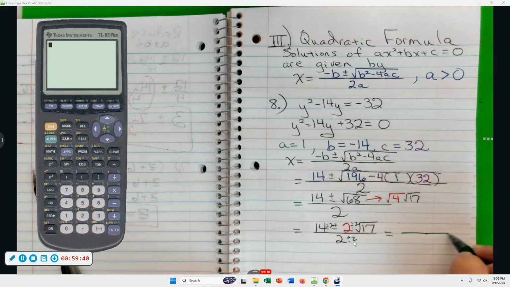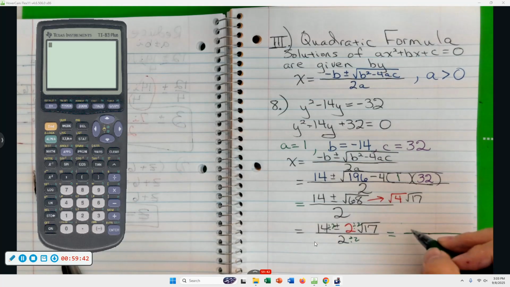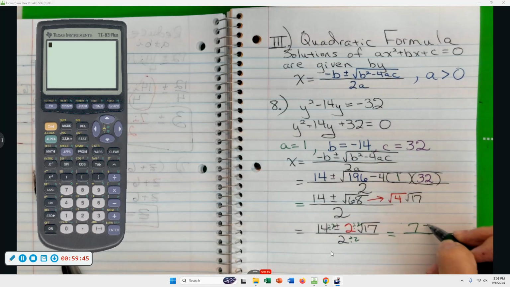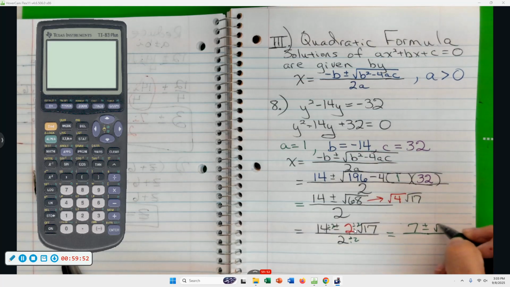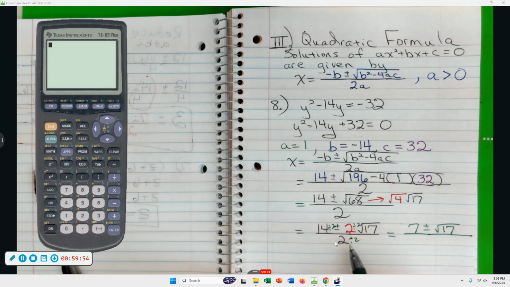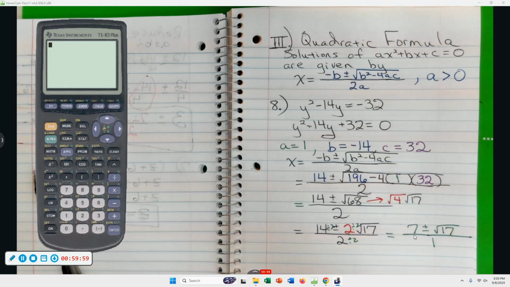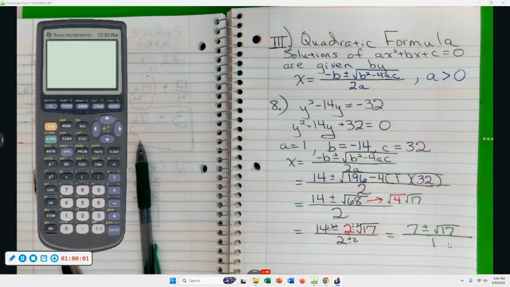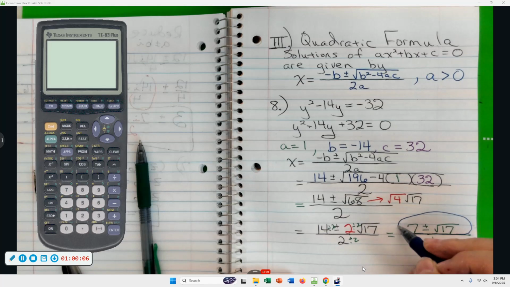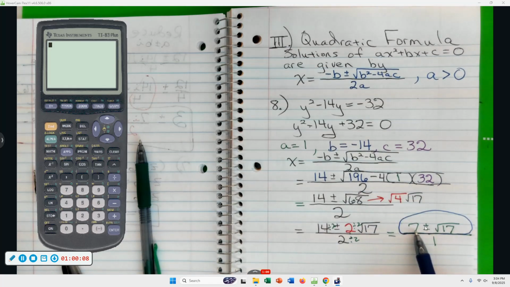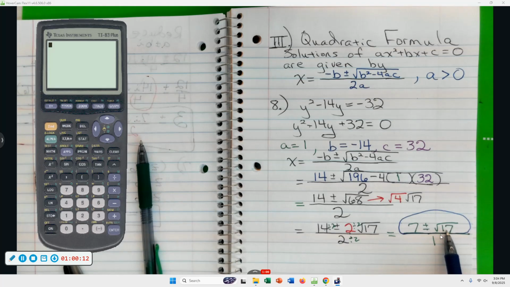14 divided by 2 is 7, plus or minus 2 divided by 2 is 1 square root of 17, and 2 divided by 2 is another 1. Well, we don't show the denominators of 1. There's my answer: 7 plus or minus the square root of 17.